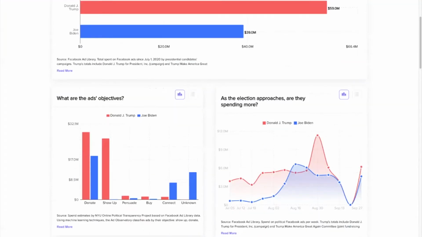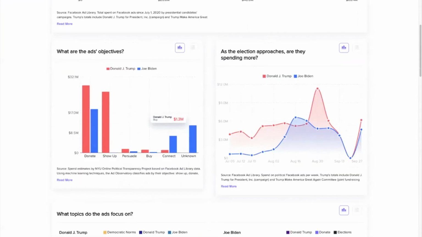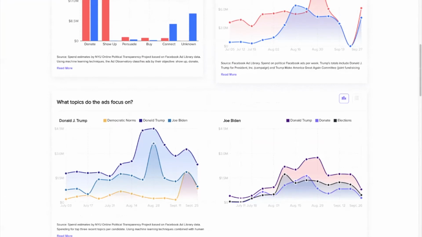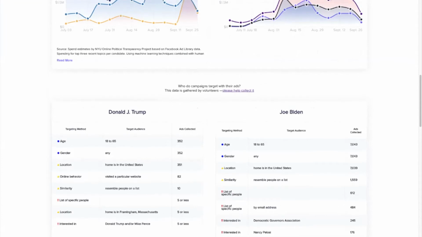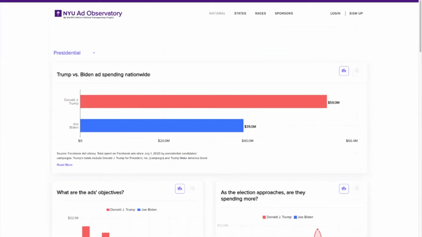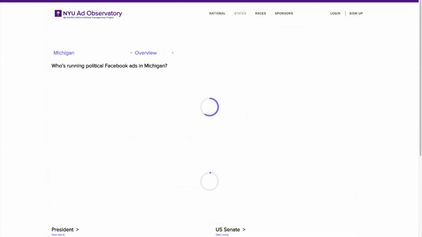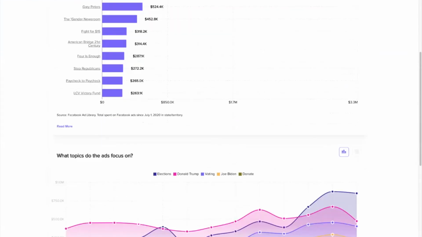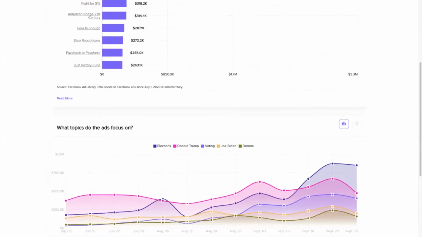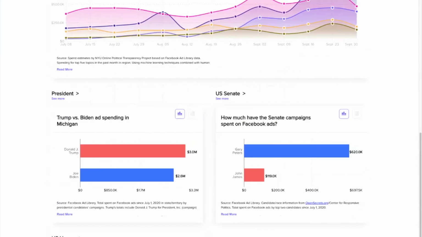We can see what kind of objectives their ads seem to have. We can see what topics they're spending money on. And we can even get some information about how their ads were targeted. Next, let's take a look at the state-by-state picture. So here, I can see what political ad spending in Michigan looks like. Donald Trump and Joe Biden are still the top spenders here. But spend on topics differ state to state, as does the presidential race in each state.